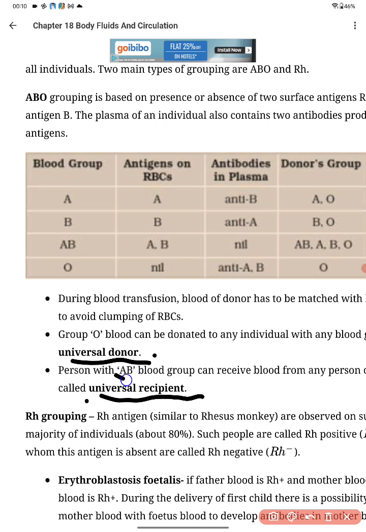Talking about AB blood group, AB means universal recipient because it doesn't have any antibodies in its blood. He can receive anyone's blood.